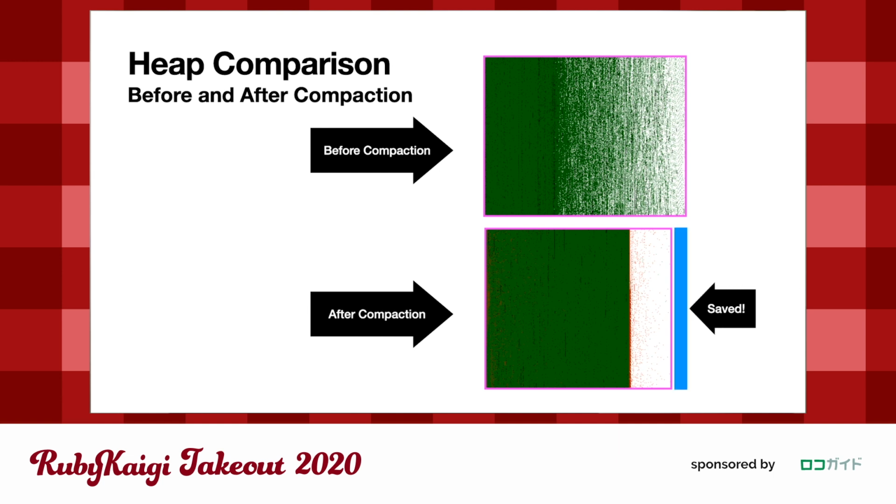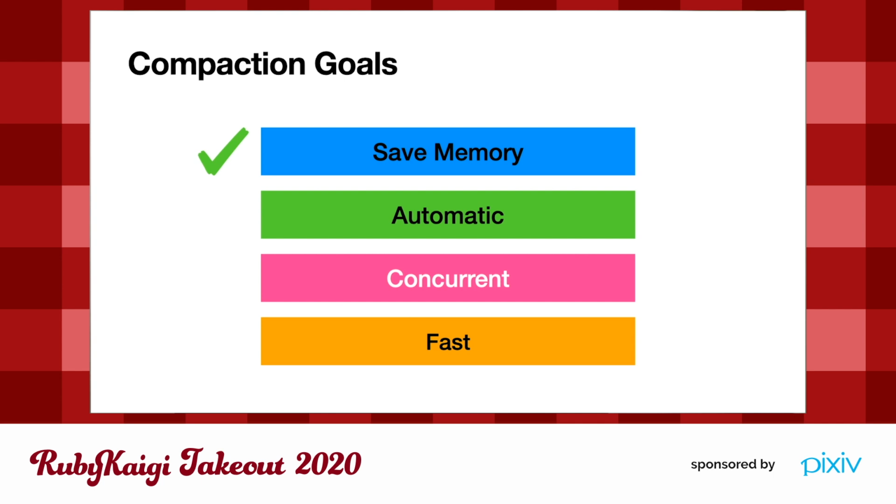This is what the heap looks like before and after compaction. The number of objects is the same, but the compacted heap is more narrow, meaning it uses less memory. Since all the objects are packed together much better, copy on write performance is improved.